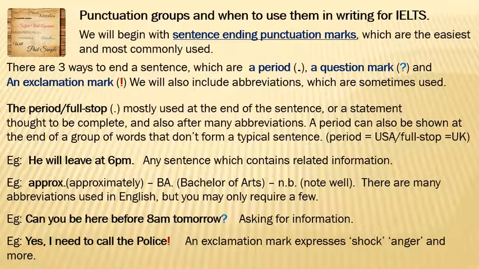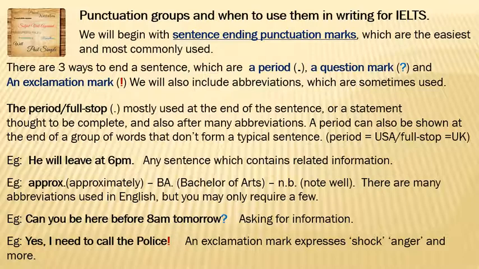Now, again, I've got period and full stop for the different countries. In America, they call it a period. In England, we call it a full stop. So there she is. So, example, he will leave at 6 p.m. It's a very short sentence, but it doesn't matter what kind of sentence it is. Any sentence must have a full stop at the end. Otherwise, we don't know that it's the end of the sentence.